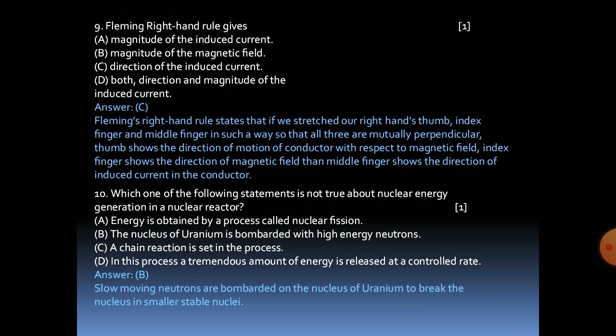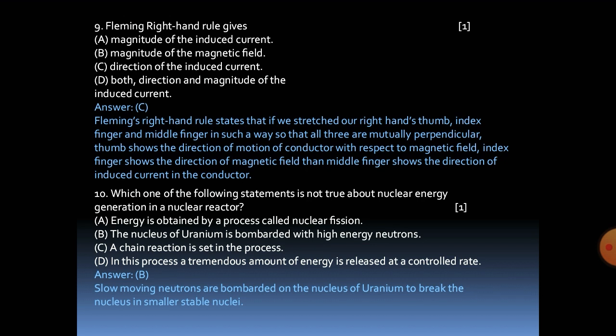10th question is, which one of the following statements is not true about nuclear energy generation in a nuclear reactor? Option A, energy is obtained by a process called nuclear fission. B, the nucleus of uranium is bombarded with high energy neutrons. C, a chain reaction is set in the process. D, in this process, a tremendous amount of energy is released at a controlled rate.